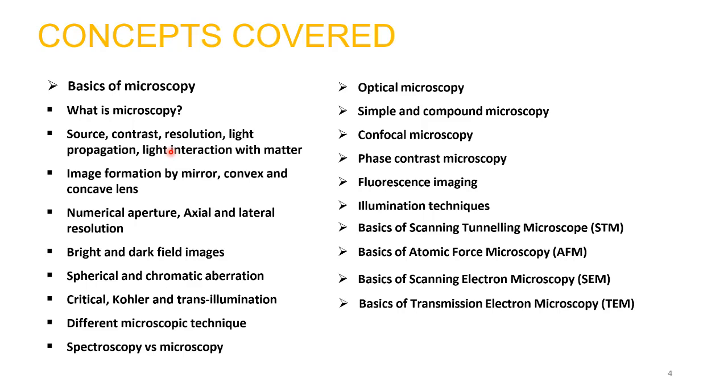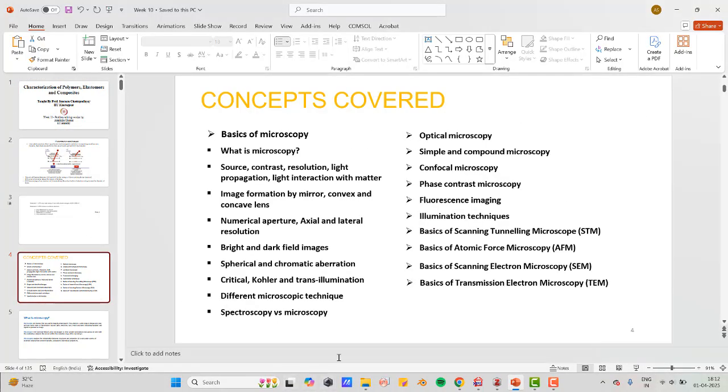Now we will come to this week's module. In this module, we have learned about the microscopy techniques, the basics of microscopy: the sources, contrast and resolution, the interaction between light and matter, numerical aperture, dark field and bright field images, and there are some errors called spherical and chromatic aberrations, which you understood in this. I'm going to give a brief overview of this, and then we'll talk about optical microscopy, simple and compound microscopy. Just a second.